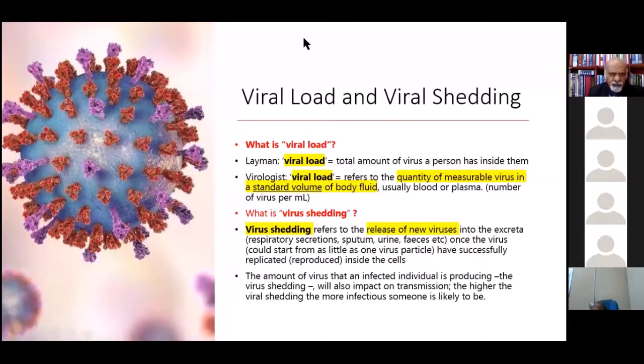So in terms of virus shedding, this term refers to the release of new viruses into the excreta, which includes the respiratory secretions, like when you sneeze or cough, your sputum, saliva, urine, feces, and so on. And this is once the virus has successfully replicated inside the cells. For COVID-19, early reports from China suggest that the viral load is higher in patients with more severe disease, which is also the case for SARS and also influenza.